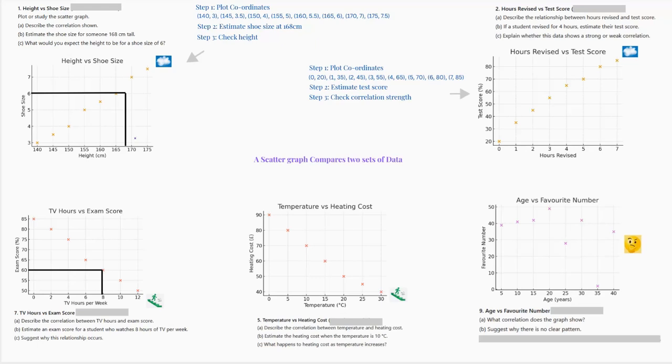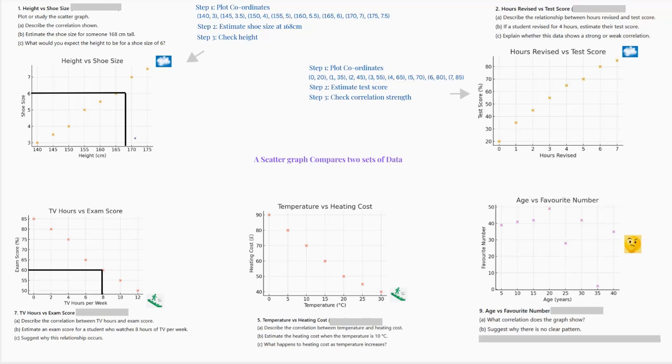Now for question 1, the plots have already been completed for the purpose of shortening this lesson. We don't want to go on too long on each topic. So a scatter graph will have all these plots. They will ask you to plot them in advance. Like this one, it will give you all the plots and you will have to plot them.